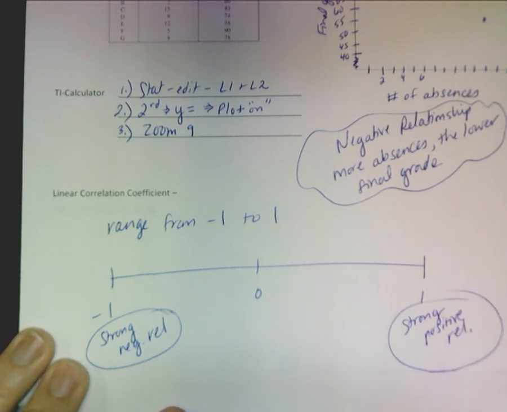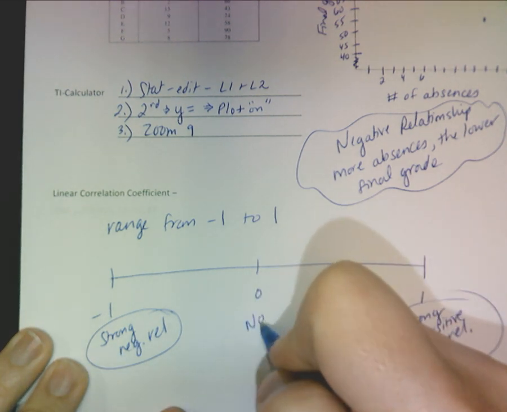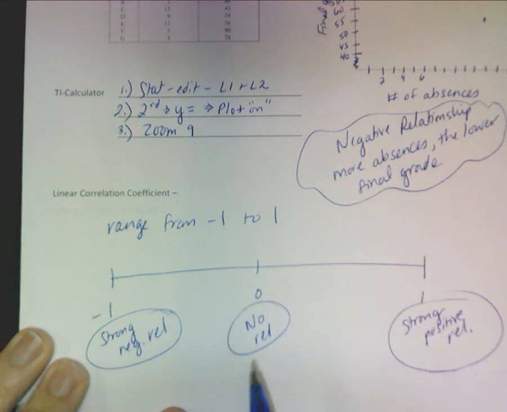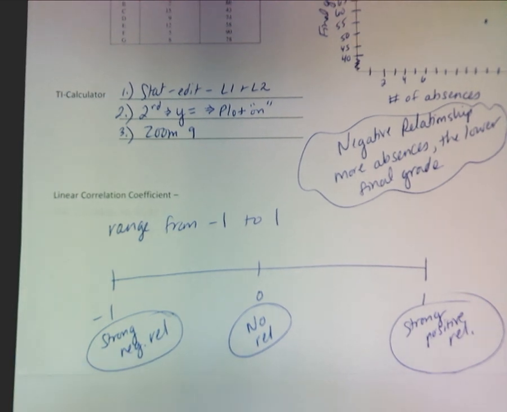What do you think you have if you have a 0? That's right. You have no relationship. Okay, you don't want to get that. You definitely don't want to have a project where you have no relationship. Something needs to be happening. You should have picked a better category.